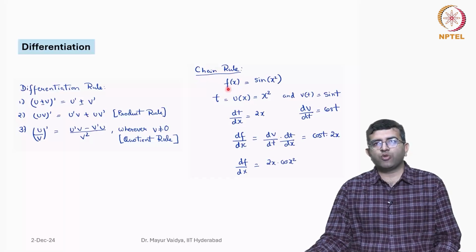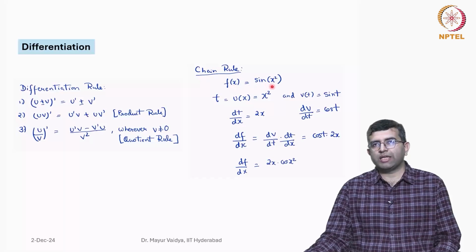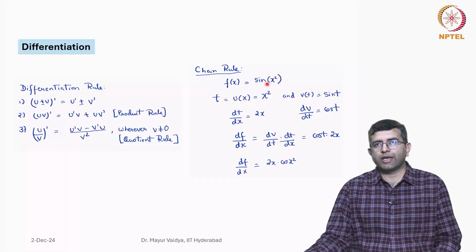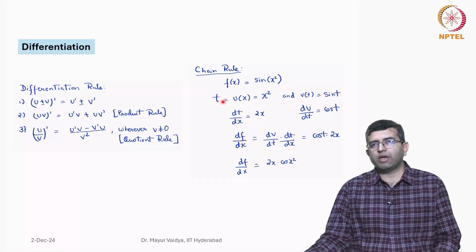Suppose you want to evaluate f of x equal to sine of x square. Now you assume that t is equal to, let us say, u of x which is x square, and v of t is equal to sine t. So, you see that we are defining a function t here which is equal to u of x, which is x square, and then v of t, another function, which is sine t.